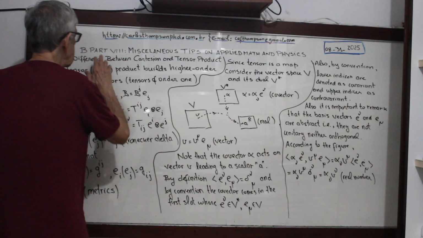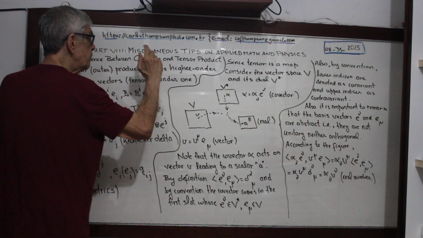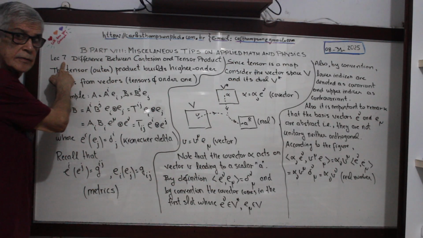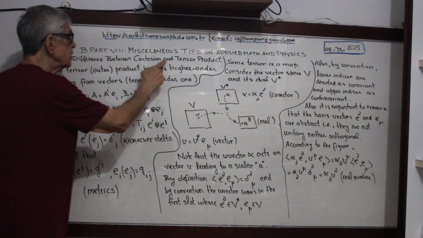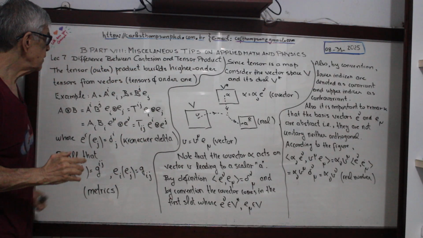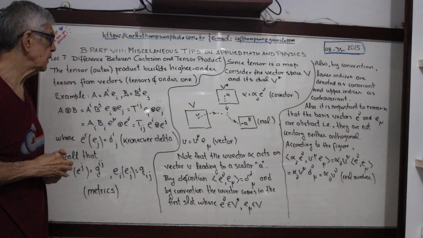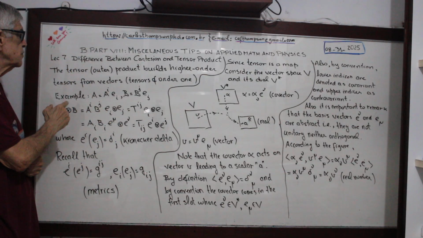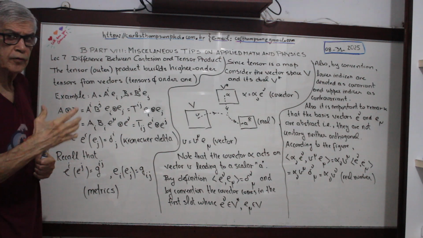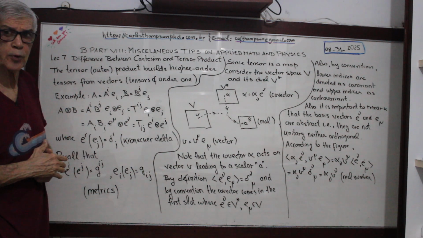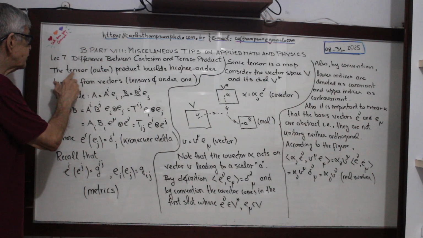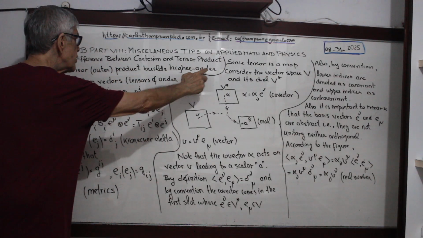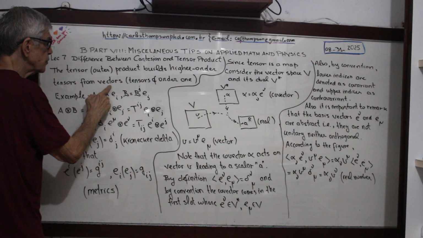Let's continue. Part B, part A, miscellaneous tips on applied math in physics. Now lecture 7, difference between Cartesian and tensor product. The Cartesian product we already derived, explained in lecture 6. So we will move now to the tensor product. The tensor product, called also outer product, builds higher order tensors from vectors.